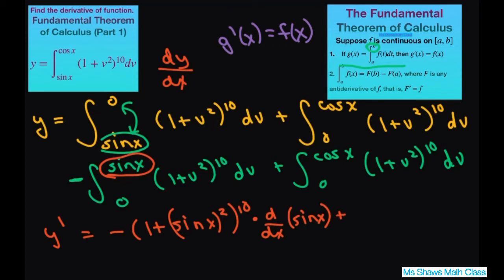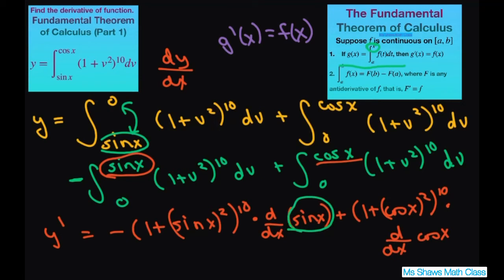Now, do the same thing for this one. So you put plus, 1 plus cosine x squared to the 10th power, times the derivative of cosine, your upper limit, with respect to x. Now, all we have to do is differentiate those two. So the derivative of sine is cosine, and the derivative of cosine is negative sine. So I'm going to do that on the next slide and write it out.